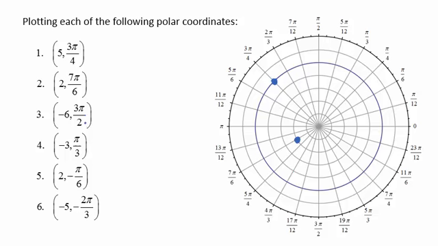(-6, 3π/2). Well, first we do the rotation of 3π/2, puts it down on the negative y-axis. If our radius were a positive 6, it'd be right here. But the negative radius is going to reflect this about the origin. It'll be up here. Note that this ordered pair is equivalent to an ordered pair written as (6, π/2).